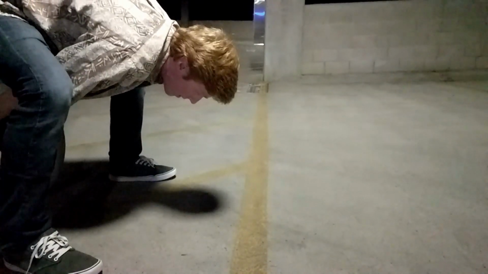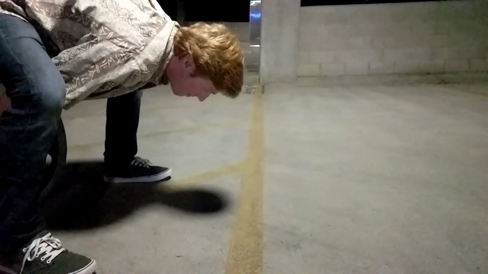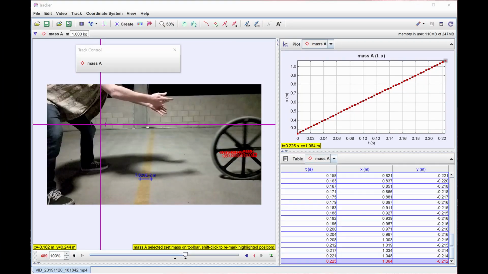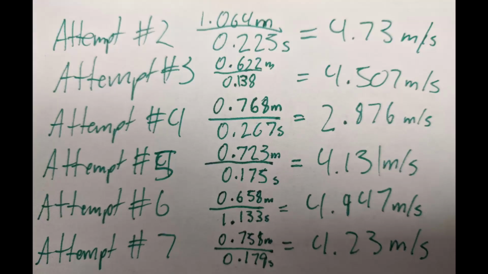Finally, we found that accelerating the wheel on the ground from a standstill was the best way to ensure accurate results. We then used Tracker in order to find the initial velocity of the wheel before going up the slope. We conducted multiple trials, recording both the velocity and the distance in order to ensure accurate results.